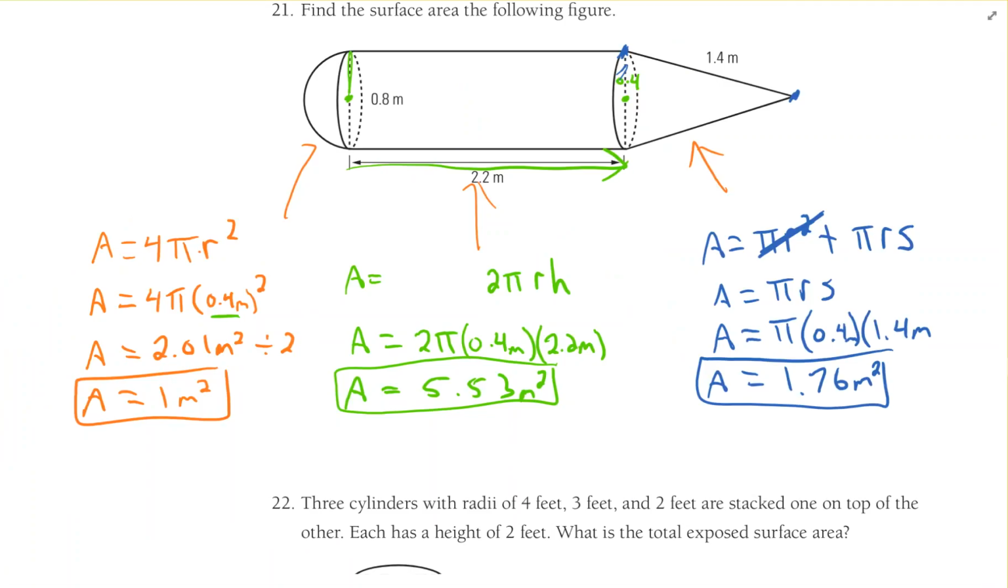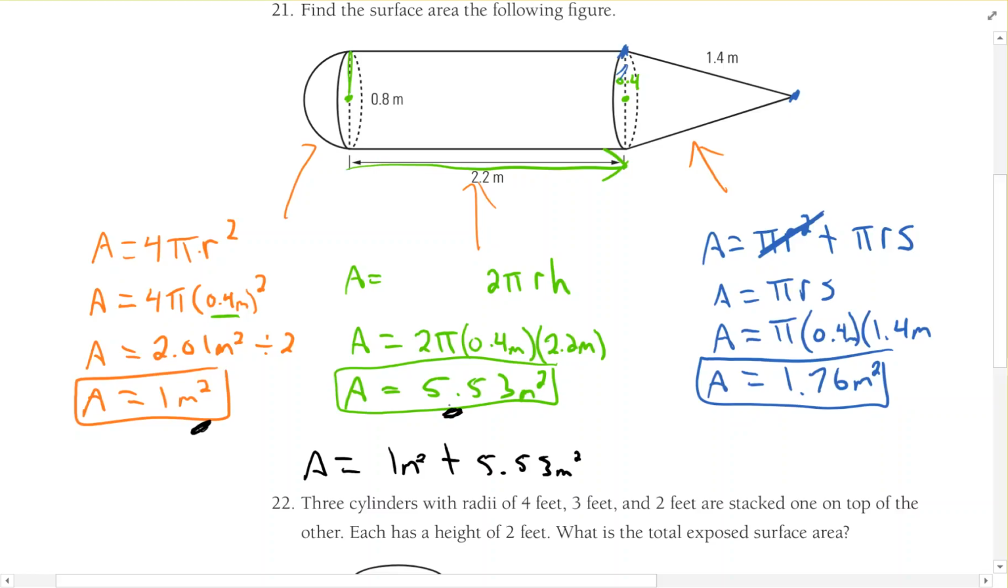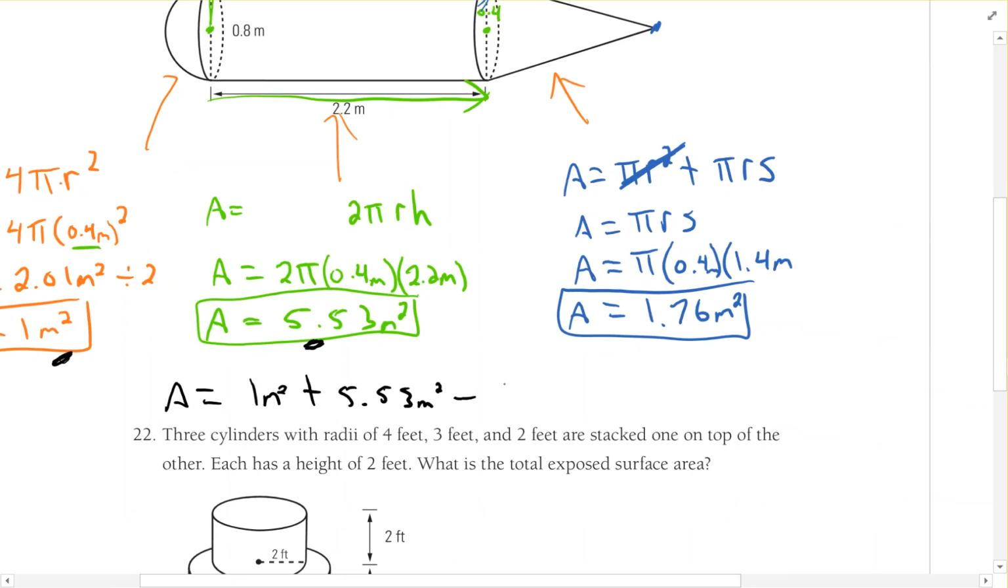So finally, the total surface area here is going to be 1 meter squared, that's this one, plus 5.53 meters squared, that's this one here, plus 1.76 meters squared, that one there, is equal to 8.3 meters squared. And then circle your answer.